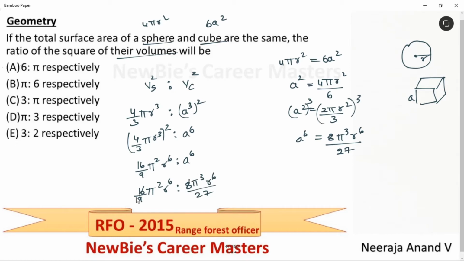See, 8 1s are 8, 2s are, 9 1s are 9, 3s are. Correct. Then r power 6 cancels. Then here we have pi 2 times and here pi 3 times. So 2 times pi we have to remove. 1 pi should be there here. Okay. Then send this 3 to this side. We get 6 and this side we have pi. This is the final answer. That's it. Option A is the answer for this question.